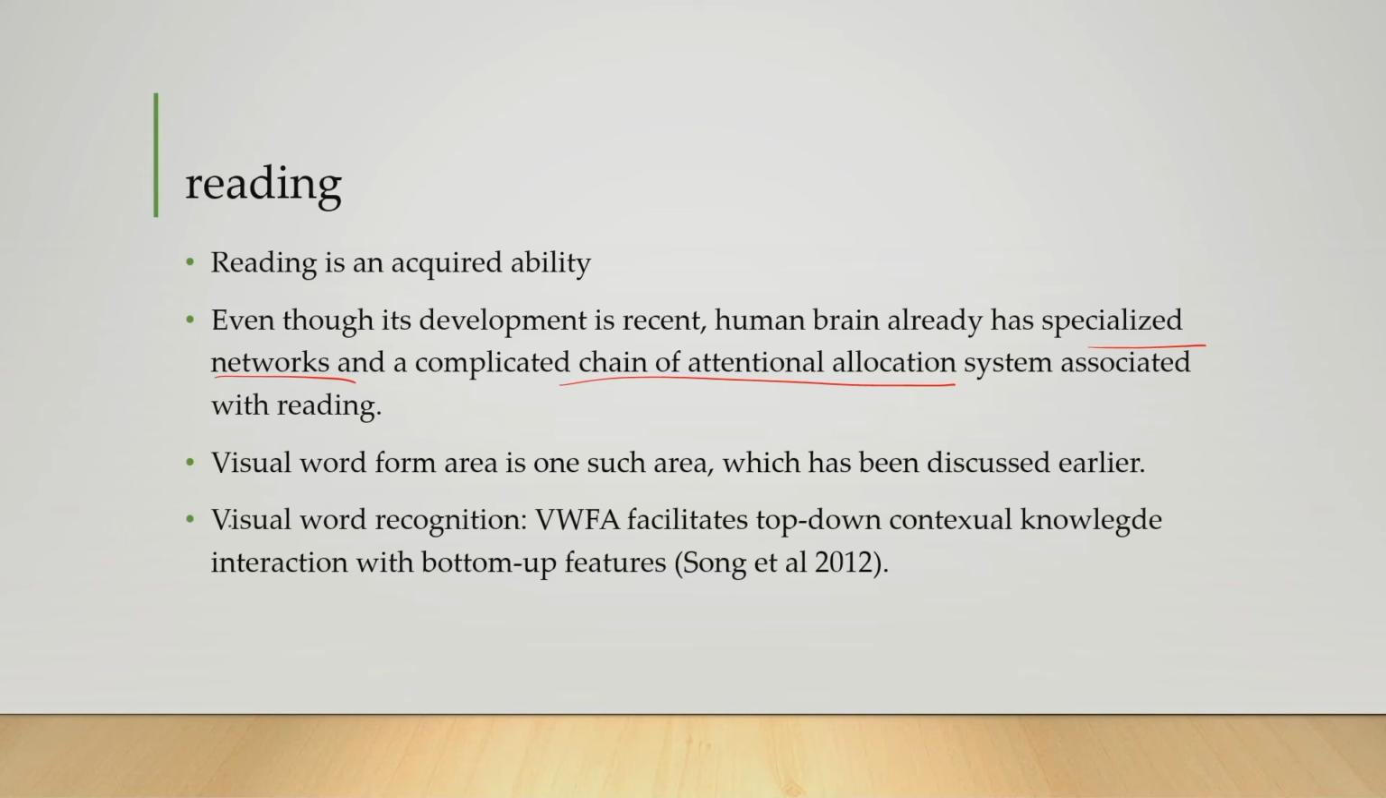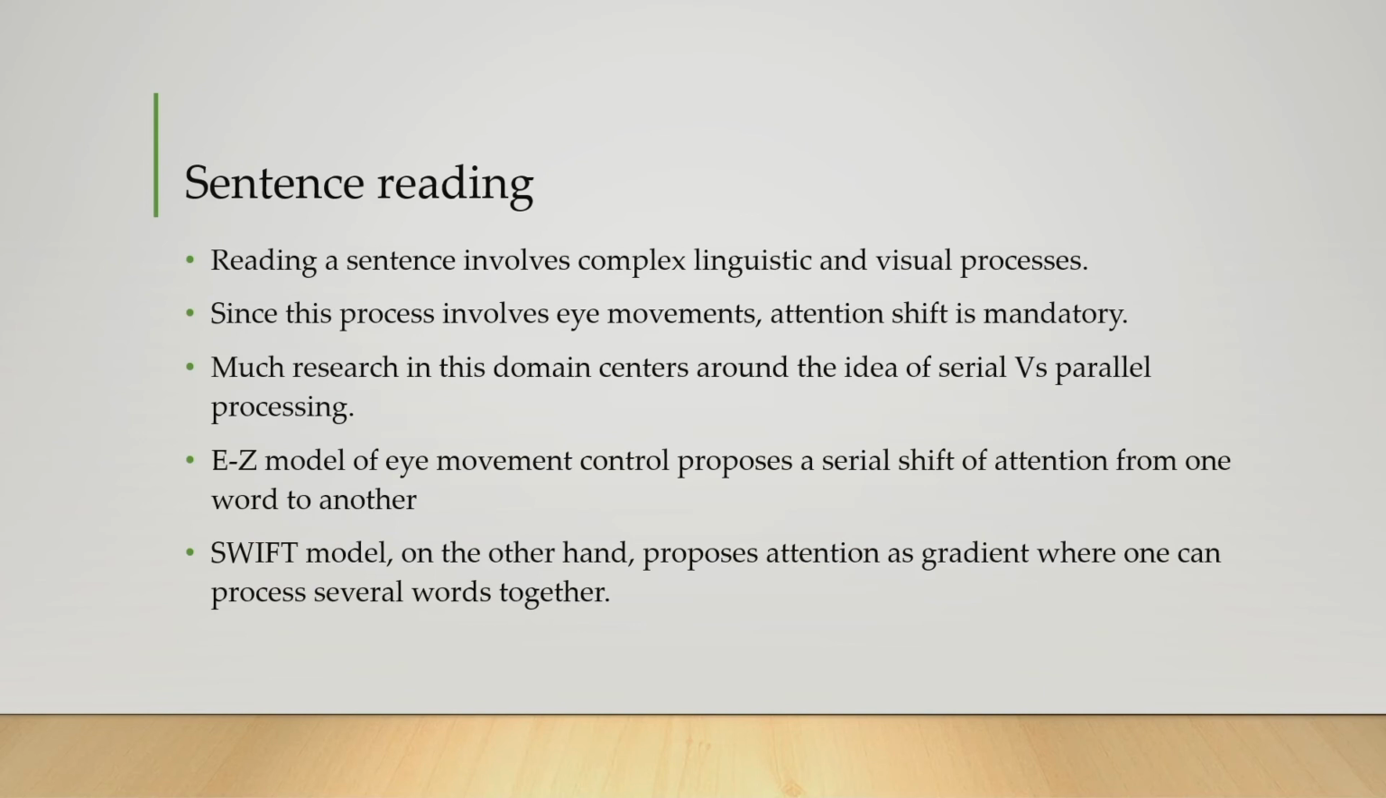So, this leads to visual word recognition. While reading, there are various stages of reading. First you have to recognize the word and so on. The visual word form area facilitates the top-down contextual knowledge and its interaction with the bottom-up features. So, these are both sides of the attentional mechanism. On the one hand, the stimulus that is given to you, the features that are given to you to read, and then the attentional allocation and the interaction is what the visual word form area looks at.